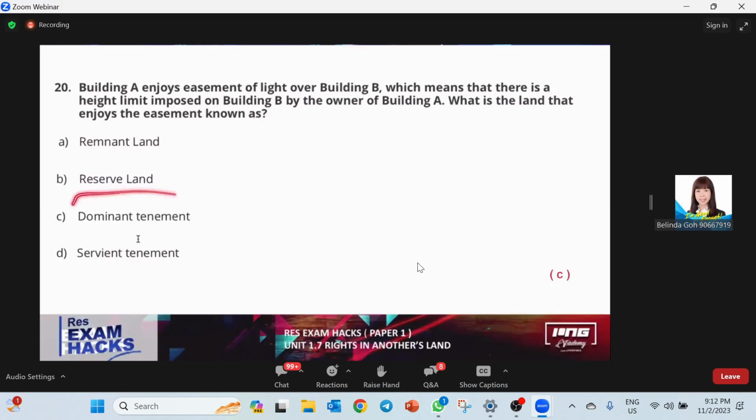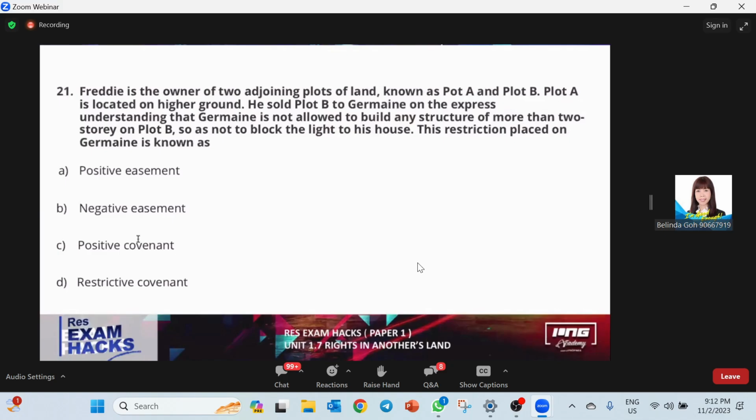Right, question 21. Another question. Freddy is the owner of two adjoining plots of land known as Block A and Block B. Block A is located on a higher ground. He sold Block B to Jermaine on the express understanding that Jermaine is not allowed to build any structure of more than two stories on Block B, so as not to block the light of his house. This restriction placed on Jermaine is known as which easement or covenant?